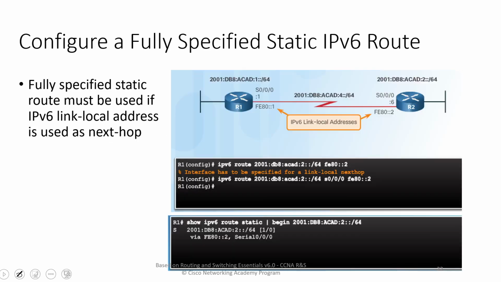Then the fully specified configuration is again similar to IPv4. The difference is that here again they are specified slightly differently, but we have both the interface and the IP address of the router configured in the fully specified static IPv6 route.